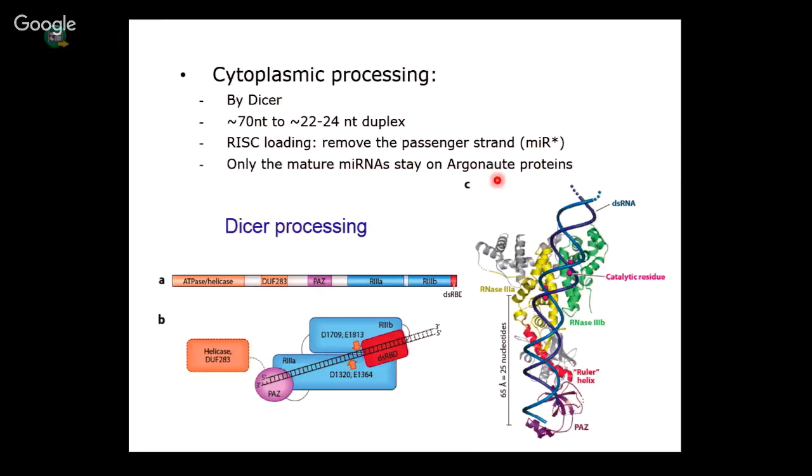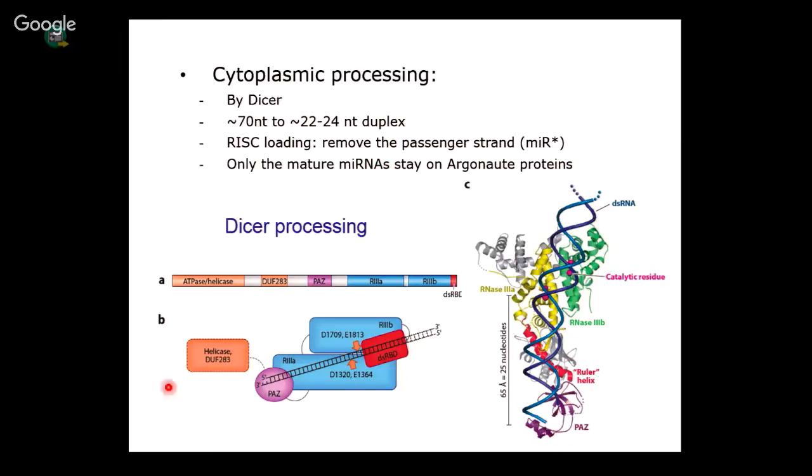So only one strand can stay on the RISC, the other should be removed. But which one should stay and which one should be removed? There are a couple different mechanisms. There's no exact rule for which strand is always the one. If you sequence the microRNA in the cell, sometimes you can see both strands stayed on the RISC, and only the mature microRNA stayed on the Argonaute protein.